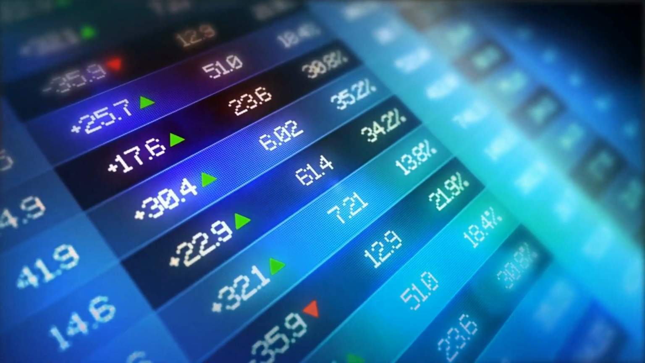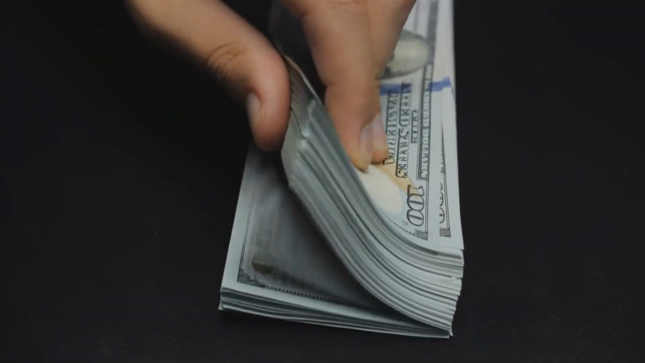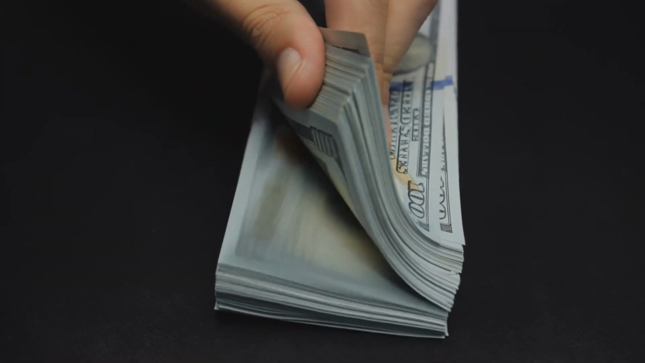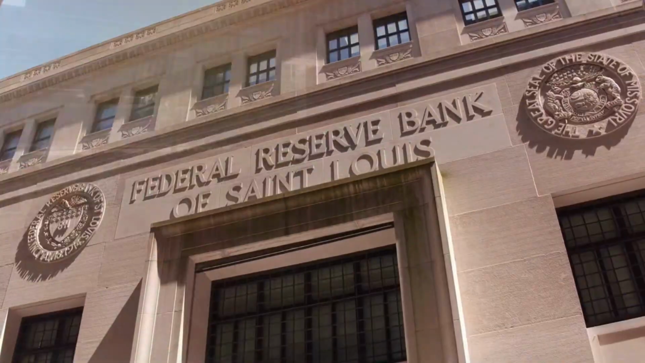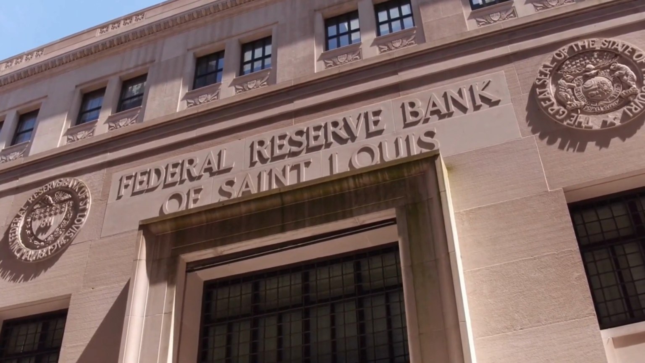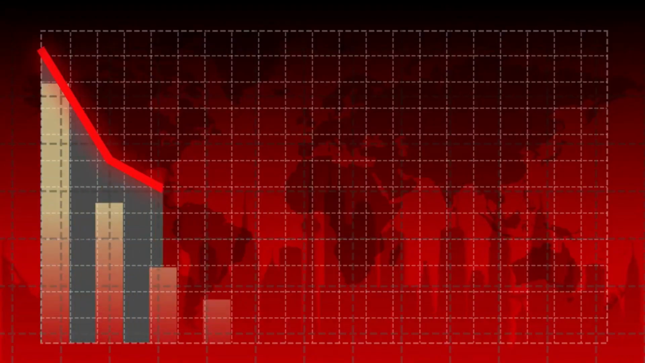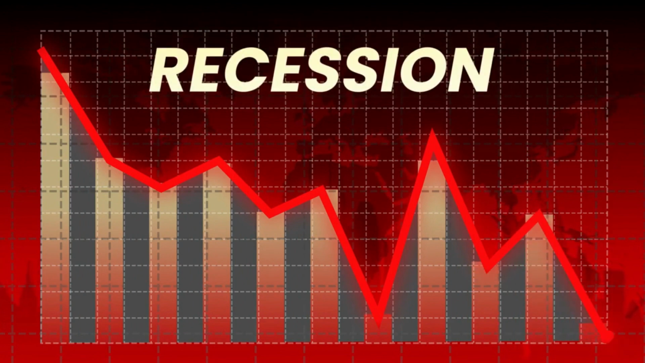To counteract rising inflation, central banks may increase interest rates. Higher interest rates make borrowing more expensive and encourage saving, which can reduce spending and slow down economic activity. For example, the Federal Reserve raised interest rates in the early 1980s to combat high inflation, leading to a period of economic recession, but ultimately bringing inflation under control.